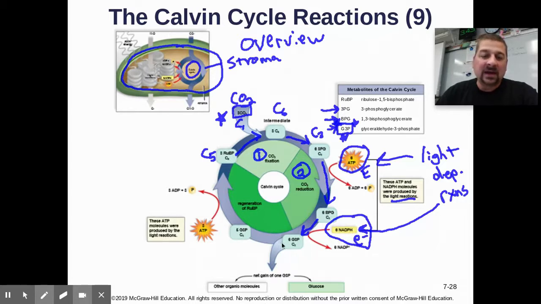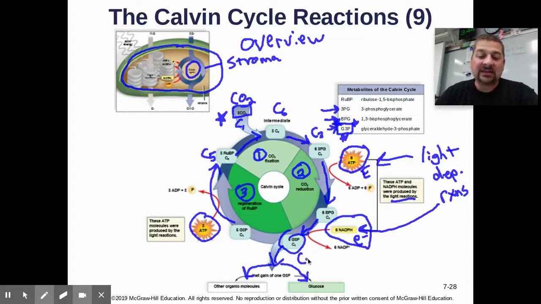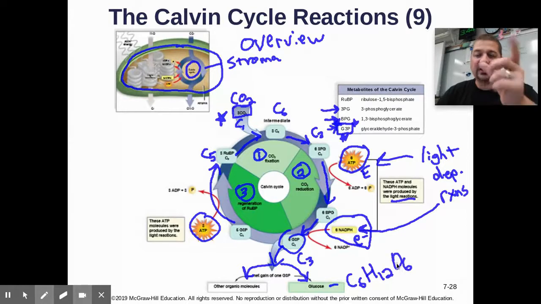Then the third step, regeneration of RuBP. We're going to take five of these G3Ps. We're going to add in some energy and rearrange them back into RuBP so that we can start this cycle again. And then these G3Ps that are spit out every so often, we'll talk about later, can become other organic molecules, or you combine them. This is a C3 molecule. We'll join them together to make our glucose down here. We can join two of them together.